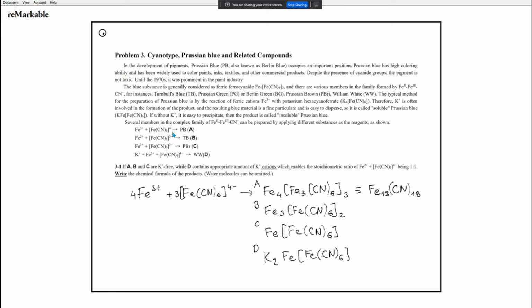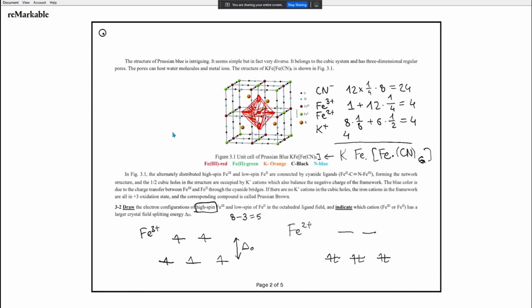This thing is not important at all. The next one, for instance, the names, the typical method for the preparation, yes, and then often involved formation of a blue material called Prussian blue. Where was it? It's not here. Maybe I have misread it right now, but it must be somewhere here. Not right. So the blue color is due to the charge transfer between. So that's it.